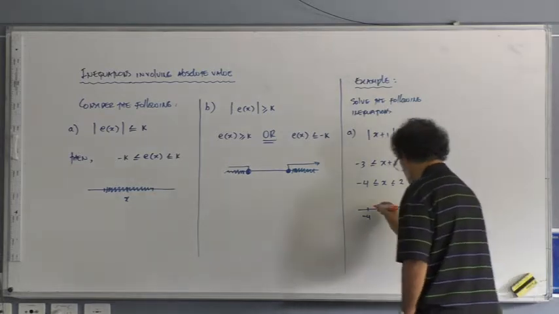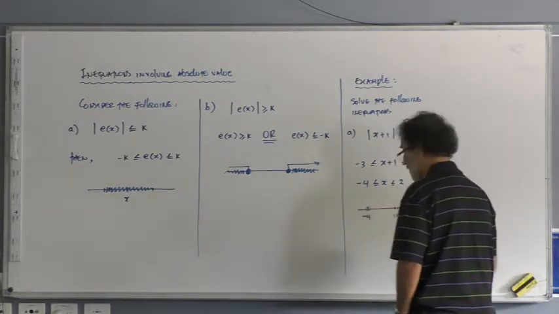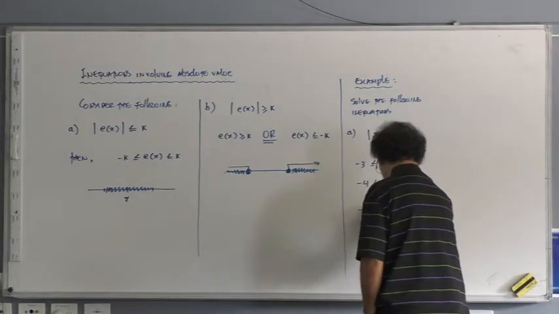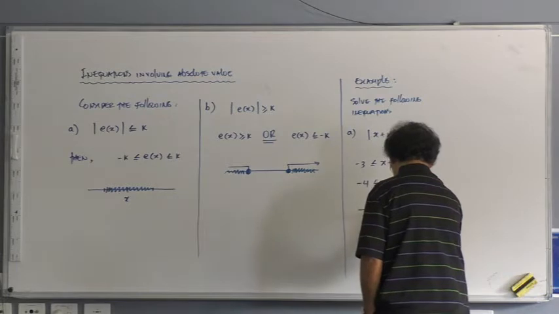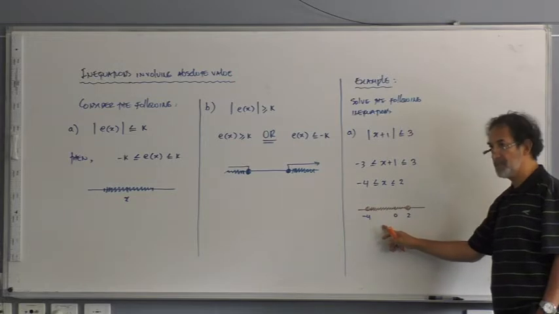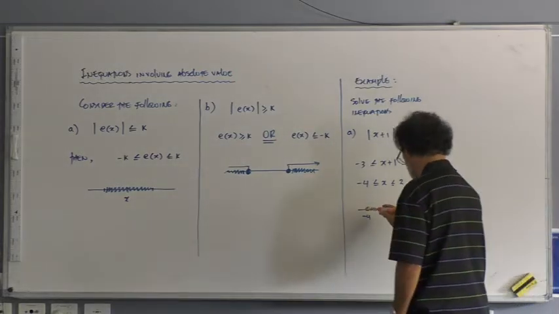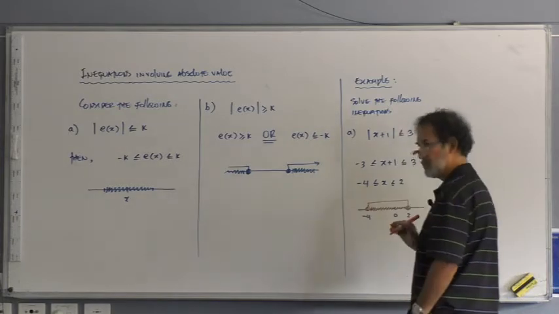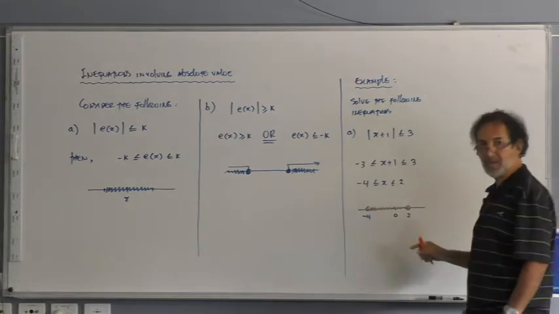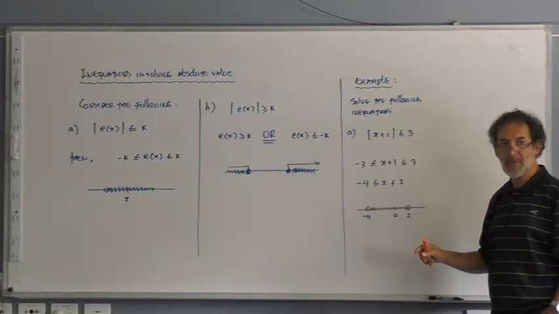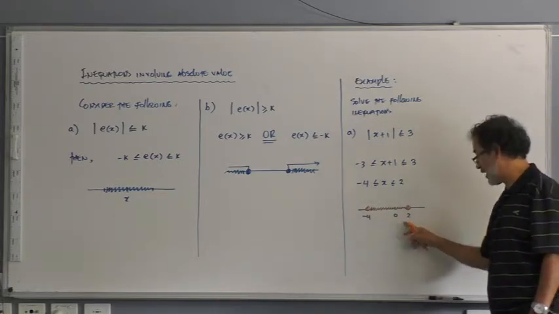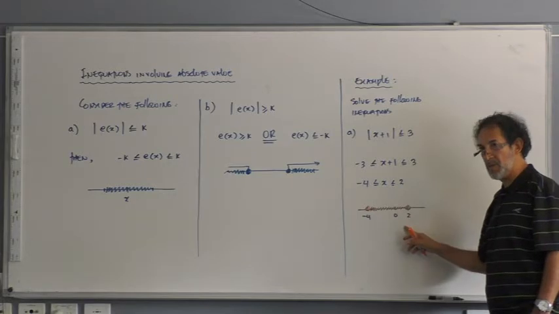And then we need to include the endpoints because it's equal to. So if you pick any number... Would you do like a line above them? Yeah, you can do it like this, or you can do it like that if you want. So the solution for this inequality is any number within this interval.